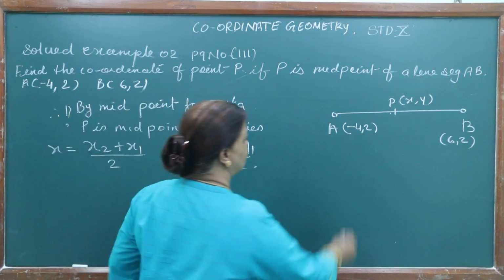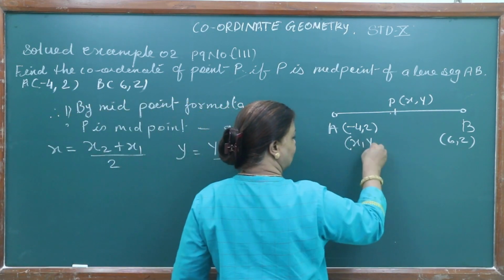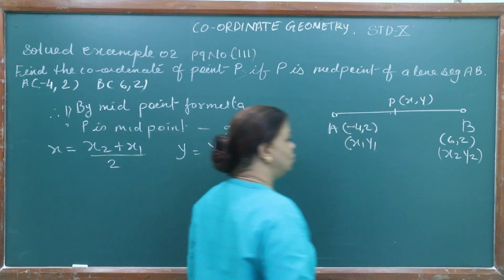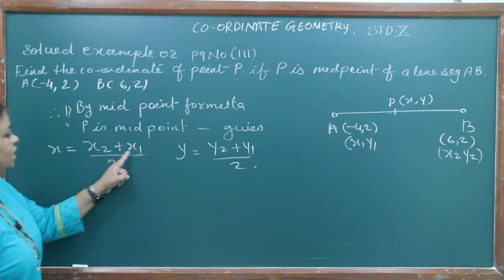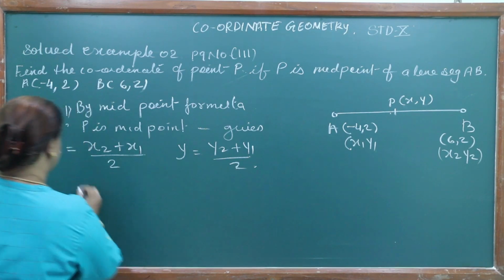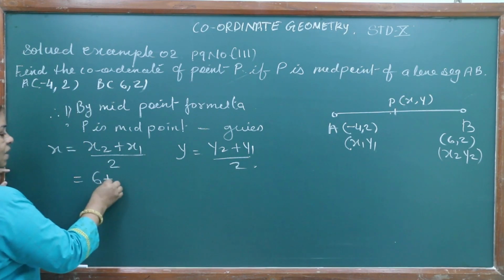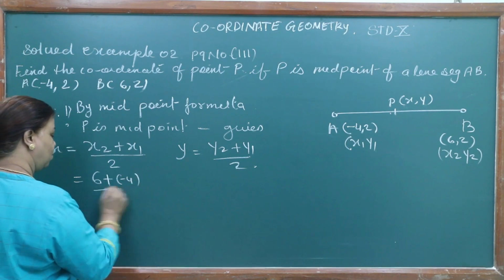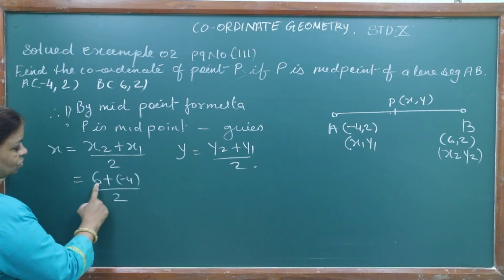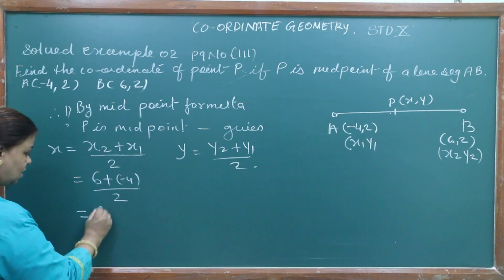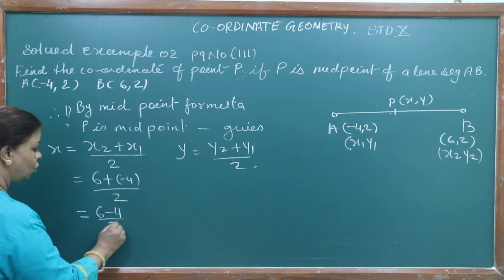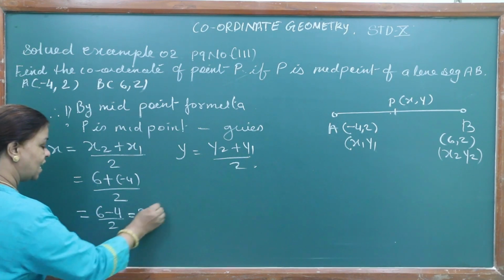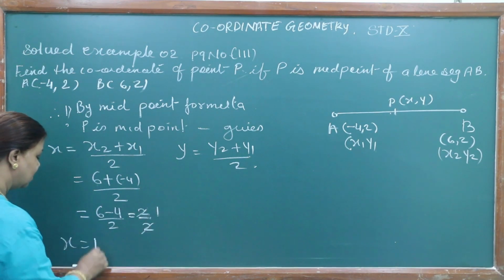So here let me write x1, y1, and this is x2 and y2, you have to assume. Now see, x2 plus x1, what is x2? 6. 6 plus x1, which is -4, upon 2, which is equal to, plus minus will become minus, so 6 minus 4 upon 2. 6 minus 4 will be 2, 2 upon 2 cancels and gives 1. So the x coordinate is 1.